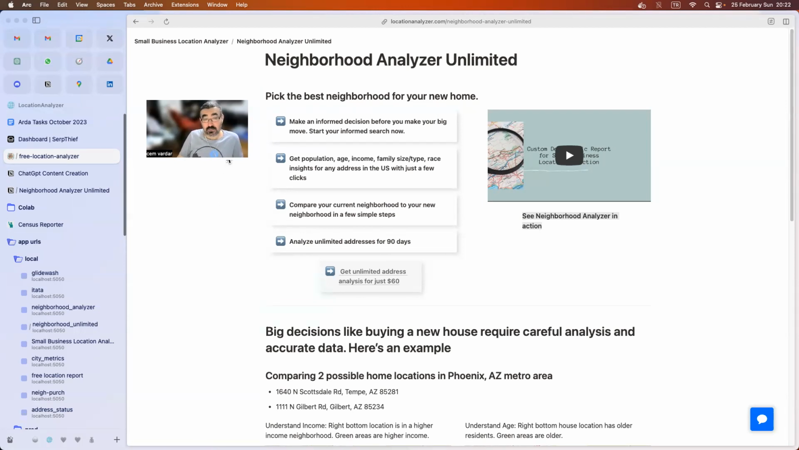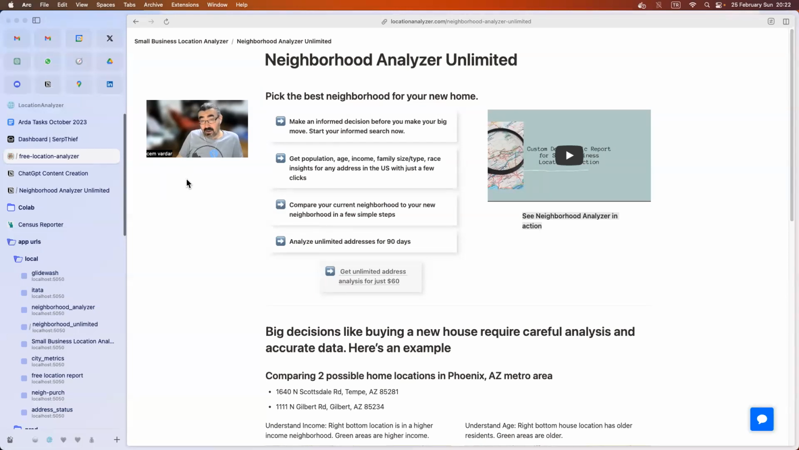Today I want to introduce you our new tool, Neighborhood Analyzer Unlimited. So this tool is developed for helping prospective home buyers to find the best neighborhoods for their new home. And to help with that, we have built this system that provides you demographic data.